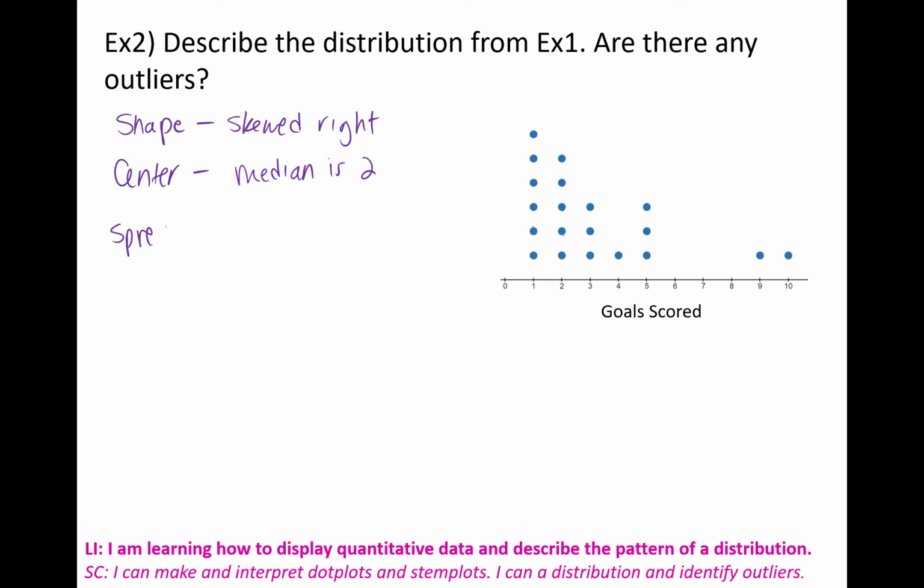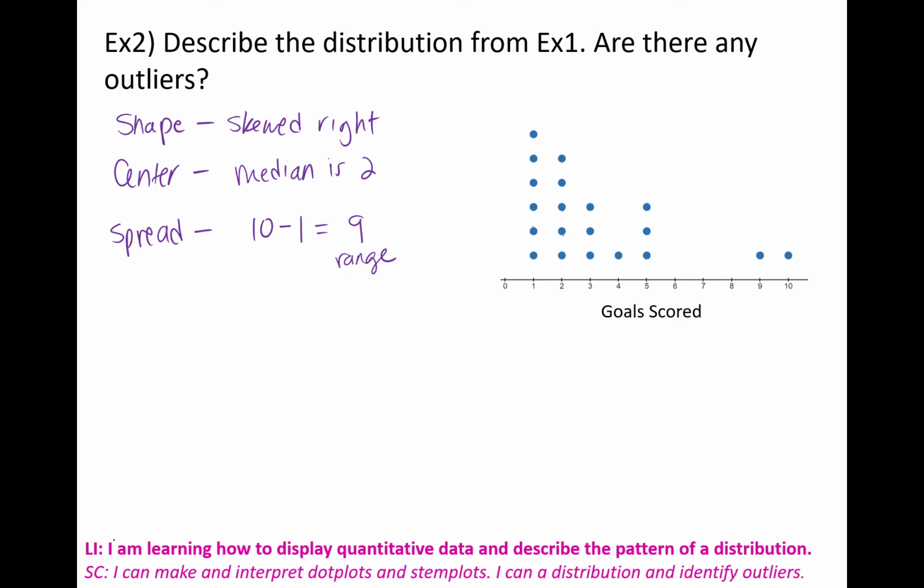What we're looking for with spread is how spread out our data is. So we're going to actually cheat. We are going to be talking about range very soon, but range is a very quick way to explain spread. And so in this case, the range would be the highest, which is the number 10, minus the lowest data value, which is the number 1. When I subtract those, I get 9. So my spread has a range of 9.